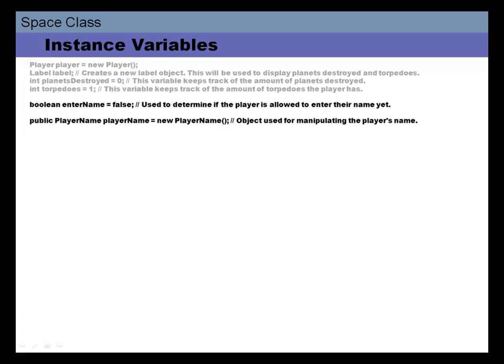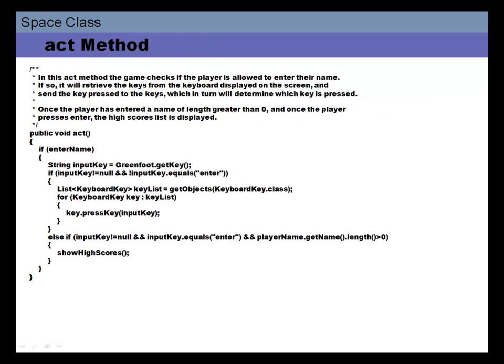Then add variables enterName, which keeps the player from entering a name too early, and assign a new PlayerName object to the variable playerName. In the act method, a check is made to see if the player can enter a name. If so, Greenfoot detects a key press, and if it is not null and not enter, retrieves a list of keyboard keys displayed on screen, sending the input key to the key's pressKey method. However, if the enter key is pressed, and if the length of the name is greater than 0, the showHighScores method is called.